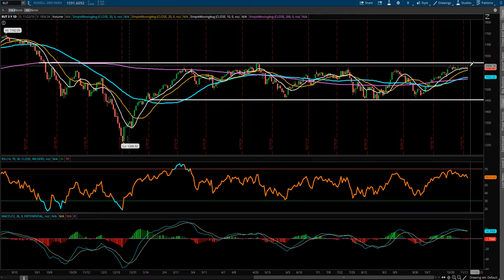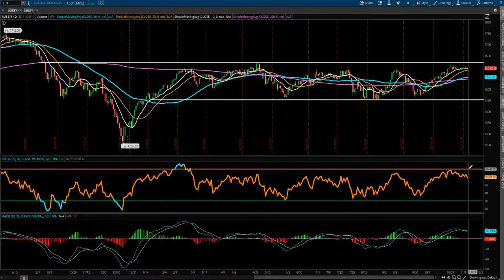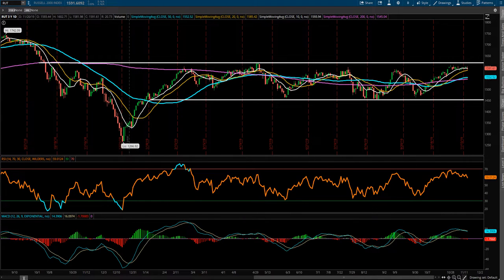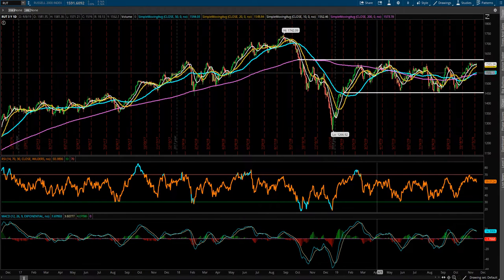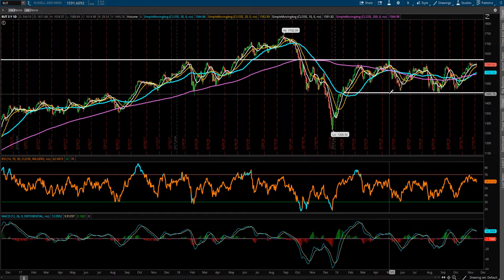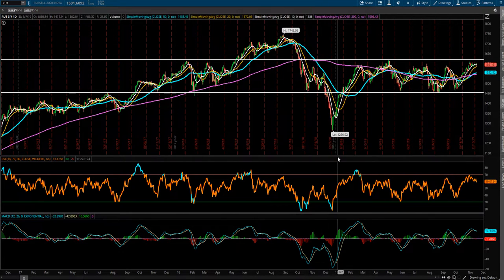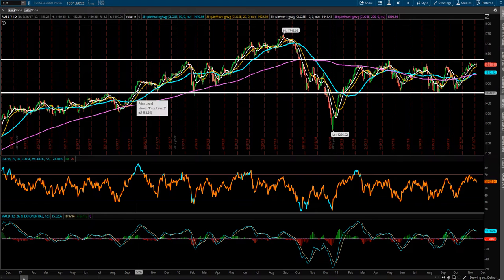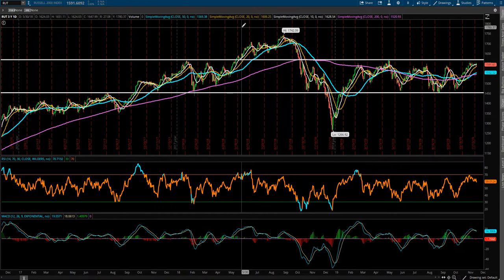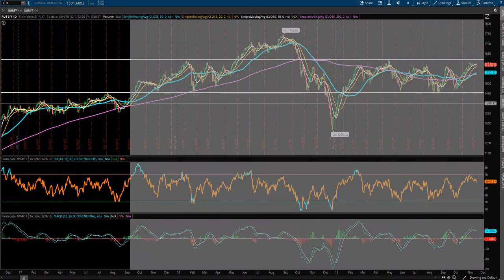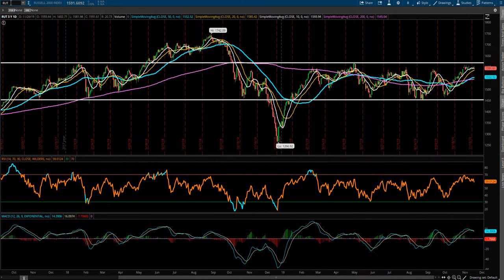If we once again fail right at this zone and roll over, again, we've just seen the Russell trapped in a range now for two years. Really, the majority of the trading has happened inside of this range. So outside of a couple of months where we had a move to the upside and a move to the downside, the Russell essentially has just traded between that 1450 and 1620 level for the better part of two years. So again, very important to pay attention to what happens here.